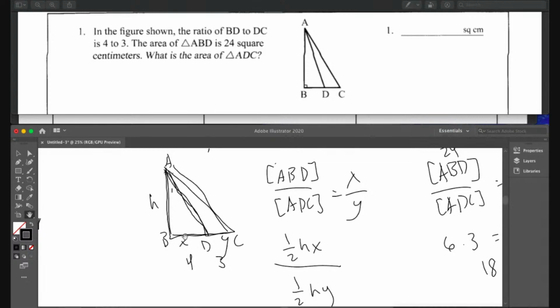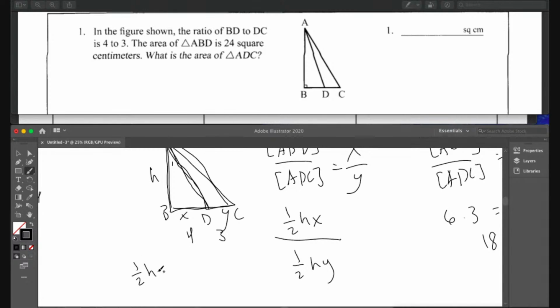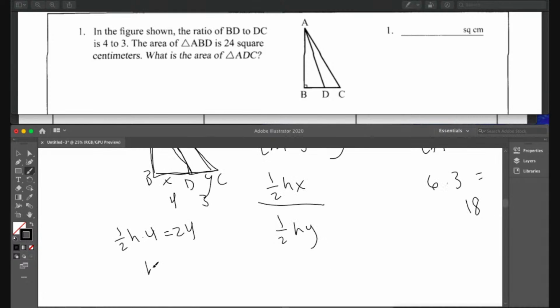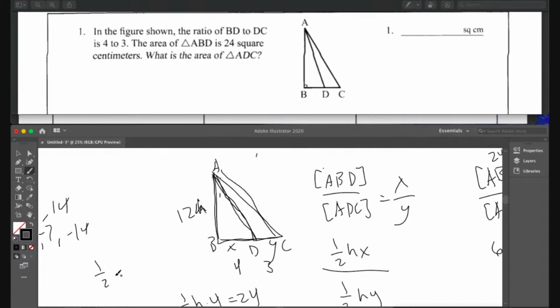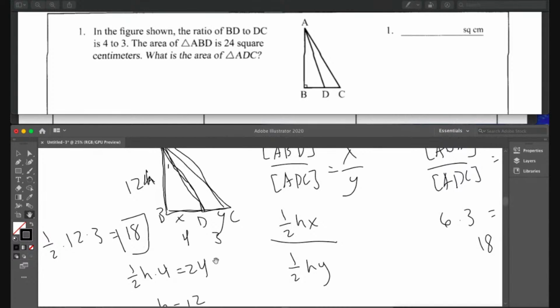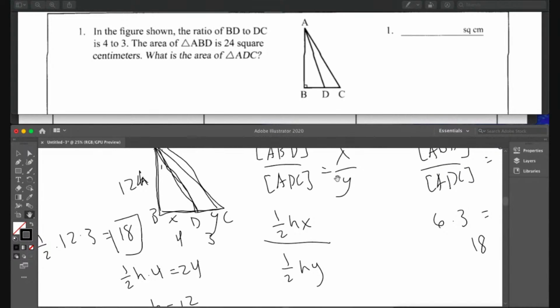So you could say 1/2 times h times 4 is equal to 24, and then this would mean h would equal 12. So then you could say this is 12, and because this is 3, you can just solve for the area. You could say the area is then 1/2 times 12 times 3, which is 18. So we get that again. But you could do that, or you could just solve it more generally with the ratio of the stuff. But yeah, anything you want to say for that one, Bill?